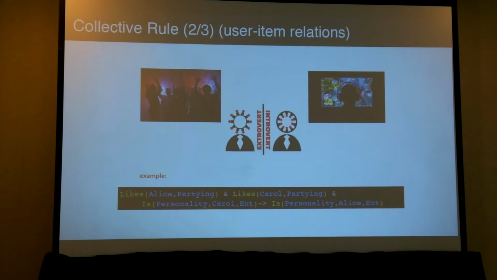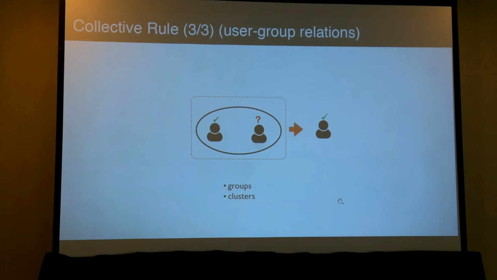So here is an example for personality prediction. If Alice and Carol both like partying, for example a page on Facebook about partying or partying events, we can infer that because Carol is an extrovert and likes the same item, Alice is also an extrovert user.